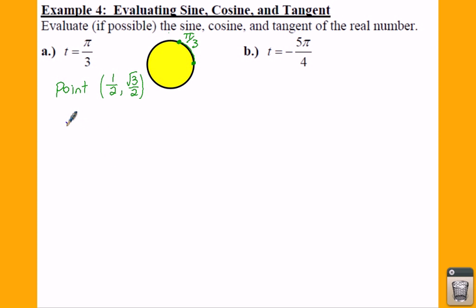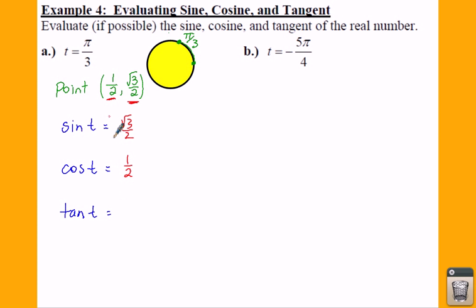Alright, so what we need to do is evaluate our sine of t, our cosine of t, and our tangent of t. So sine of t, that's just your y value. So that's just radical 3 over 2. The cosine value, that's your x value. So you get a 1/2 there.